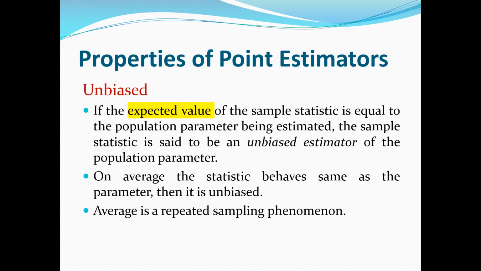If you don't understand this idea, then you can watch a complete full-length video on the idea of sampling distribution, which is in the playlist of statistics. You can post a comment in the comment section, and I can post the link of that video as well. Okay, so anyhow, an unbiased estimator is the one which on average behaves the same as the parameter.